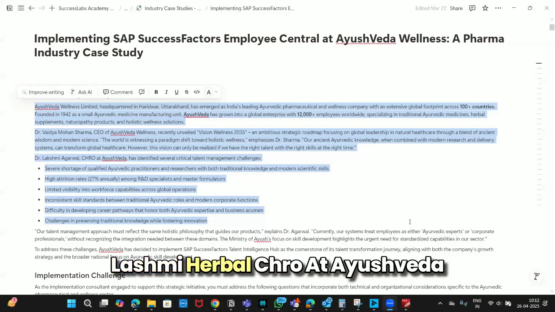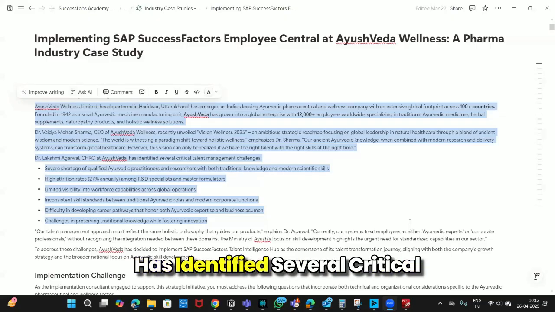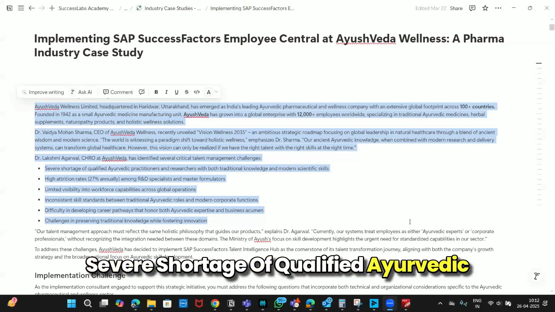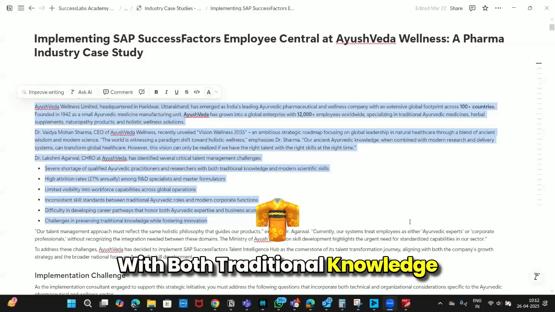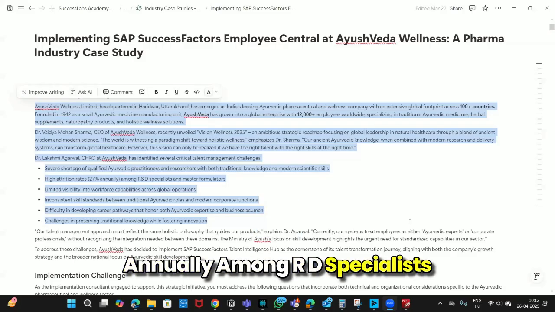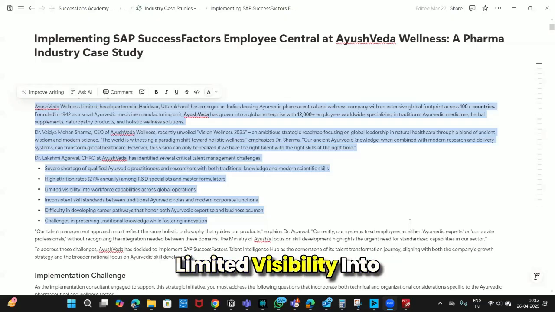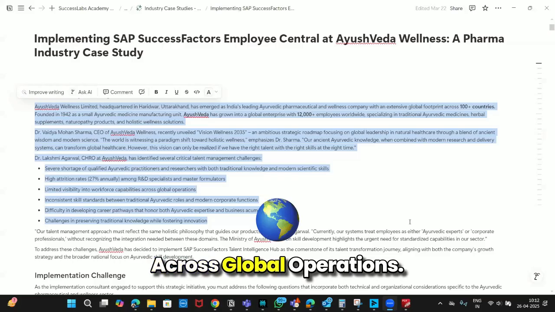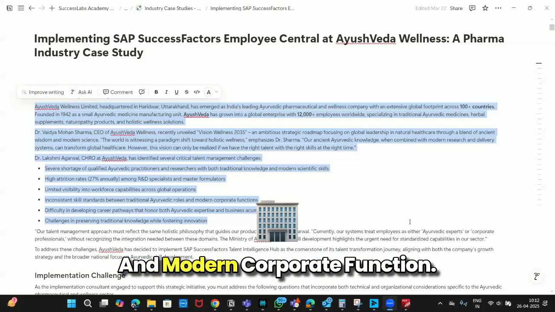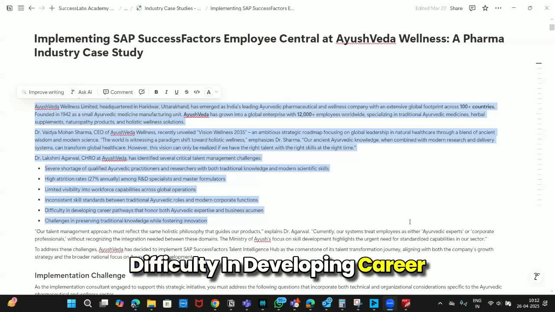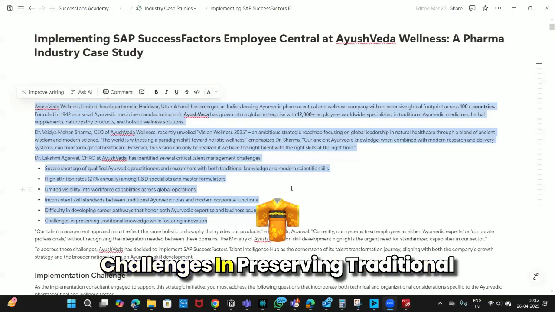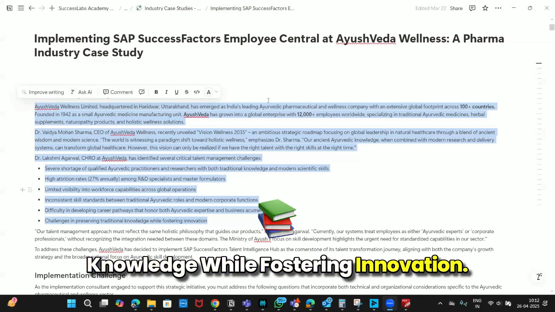Dr. Lashmi Herbal, CHRO at Ayurveda, has identified several critical talent management challenges. Severe shortage of qualified Ayurvedic practitioners and researchers with both traditional knowledge and modern scientific skills. High attrition rates, 27% annually among R&D specialists and master formulators. Limited visibility into workforce capabilities across global operations. Inconsistent skill standards between traditional Ayurvedic roles and modern corporate functions. Difficulty in developing career pathways that honor both Ayurvedic expertise and business acumen. Challenges in preserving traditional knowledge while fostering innovation.